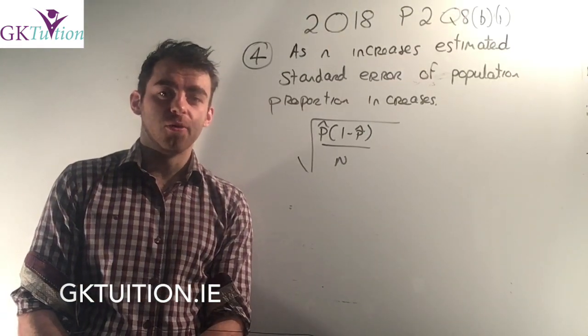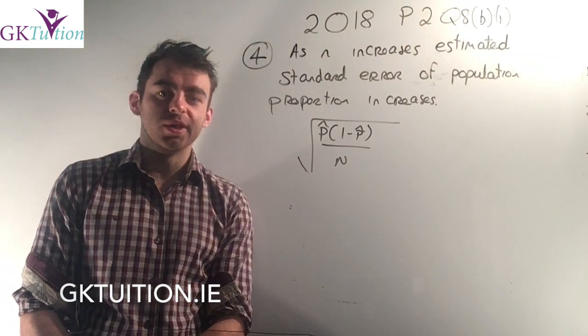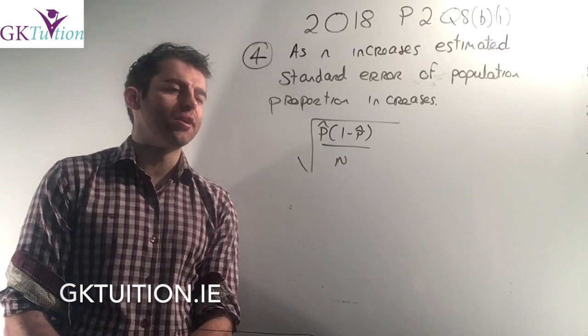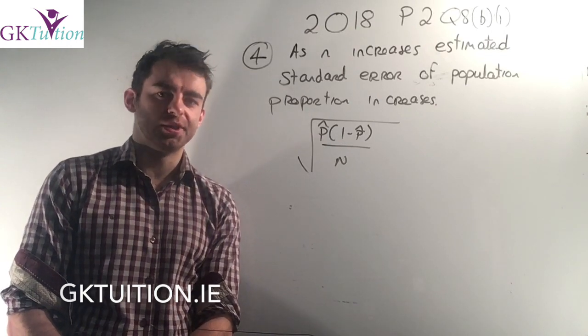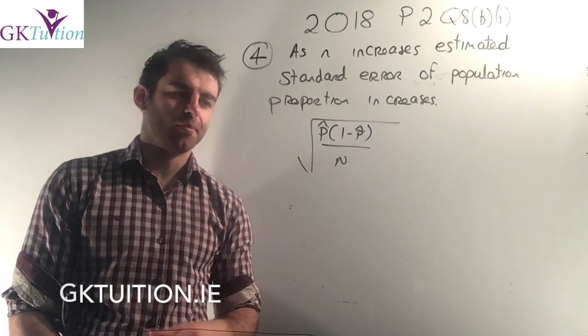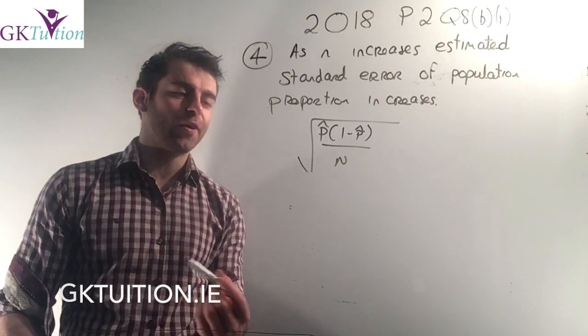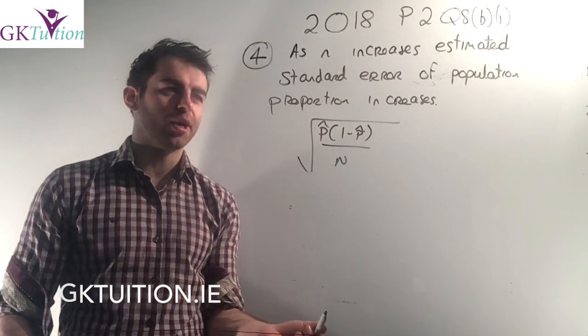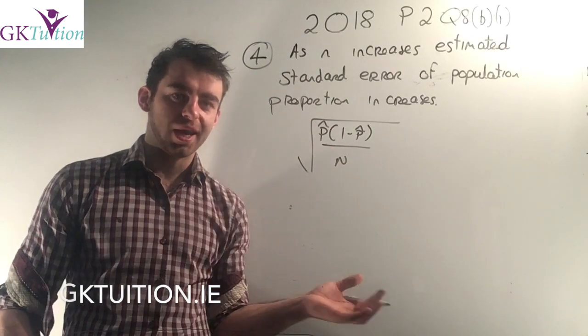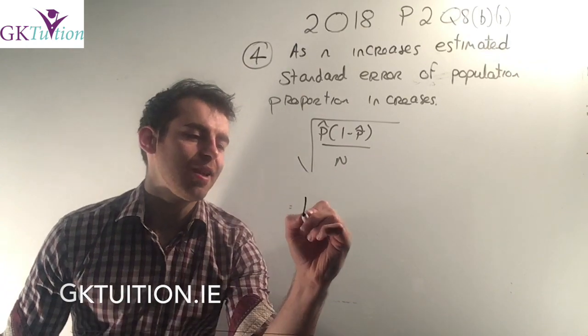Okay, statement number 4. We can view this very similar to the one in statement number 3. As n increases, the estimated standard error of the population proportion increases. N represents the number of people you survey. But if you think about it in terms of the fraction, the denominator is getting bigger. As the denominator gets bigger, the number itself must be getting smaller. So in this case, it's never true.